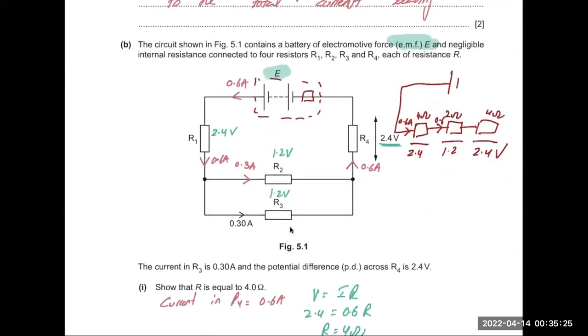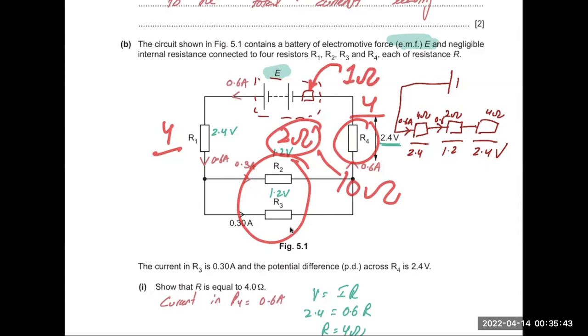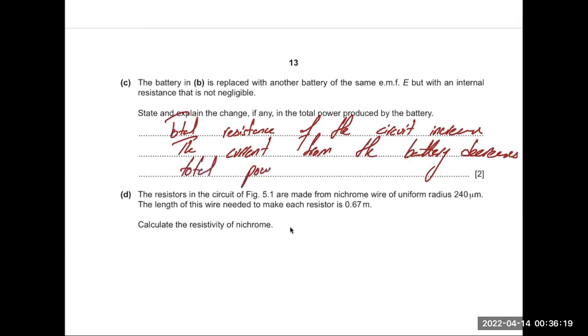Why? Because initially our resistance was 4 ohms. These two combine to 2 ohms and this here 4 ohms. So 4 plus 4, 8 plus 2, 10. This was our initial resistance. If you have a resistor, let's say this is 1 ohm, the total resistance now becomes 10 plus 1, which equals 11 ohms, the total resistance of the circuit. If the total resistance of the circuit increases, the current from the battery decreases. And when the current from the battery decreases, that automatically means the total power produced by the battery decreases.